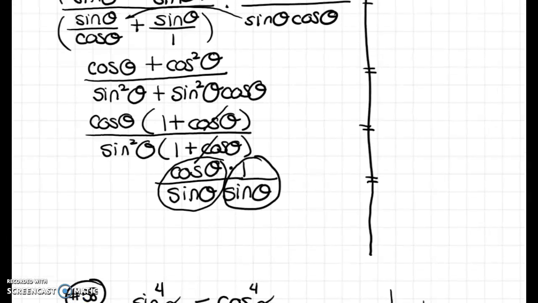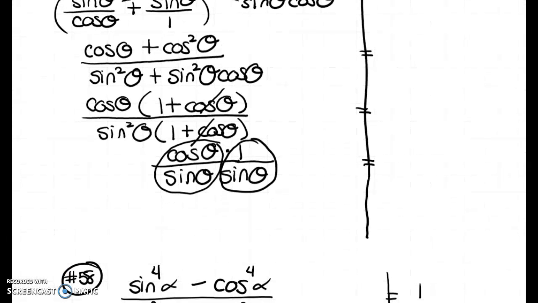We need cotangent times cosecant. Well, cosine of theta over sine of theta is cotangent of theta, and 1 over sine of theta is cosecant of theta.